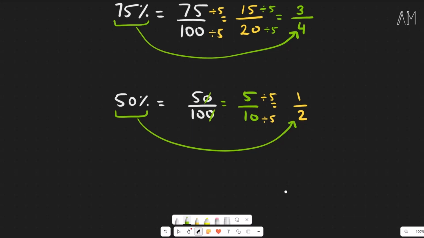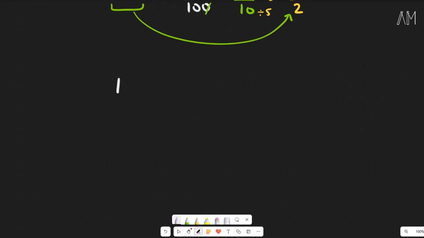Let's take the final example here. Let's say 13%, which is, as we said, 13 over 100. Now notice that there's nothing I can divide up and down by the same number to simplify it. It means it is already in the simplest form and my work here is done.